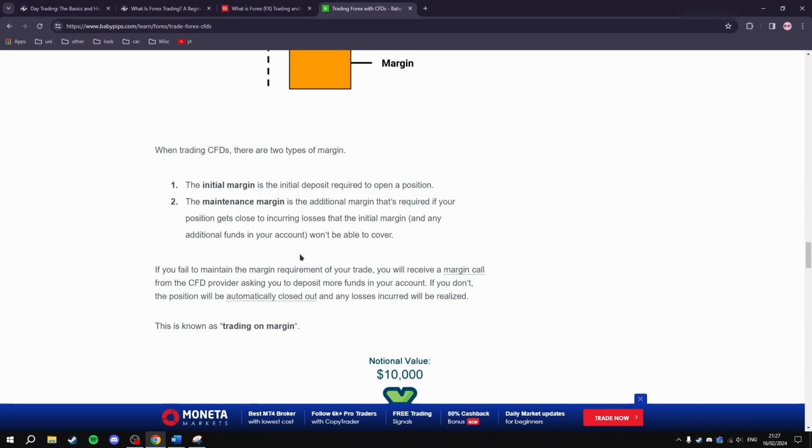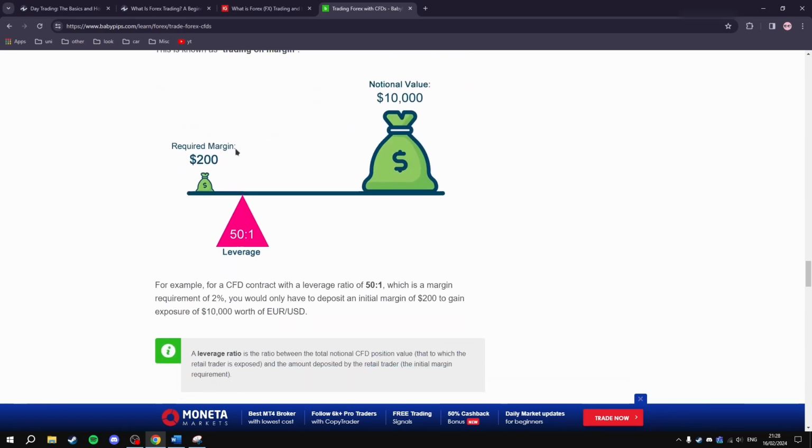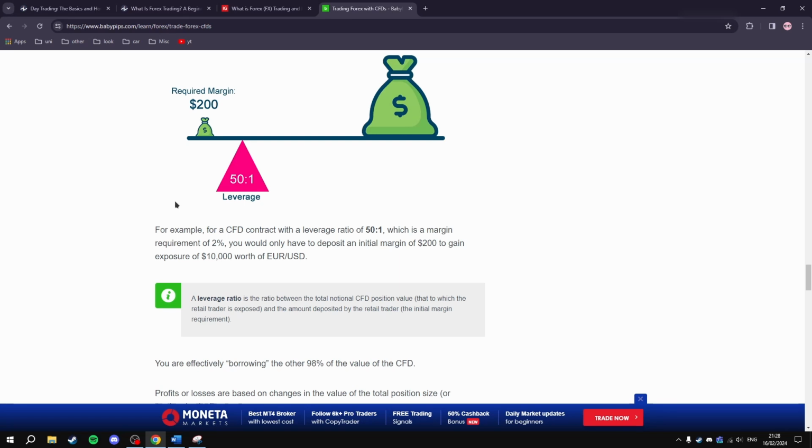If you fail to maintain the margin requirements of your trade, you will receive a margin call from the CFD provider asking you to deposit more funds to your account. If you don't, the position will be automatically closed and any losses incurred will be realized. This is known as trading on a margin. For example, with a CFD contract with a leverage ratio of 50:1, which is a margin requirement of 2%, you would only have to deposit an initial margin of $200 to gain exposure to $10,000 worth of Euro-USD.